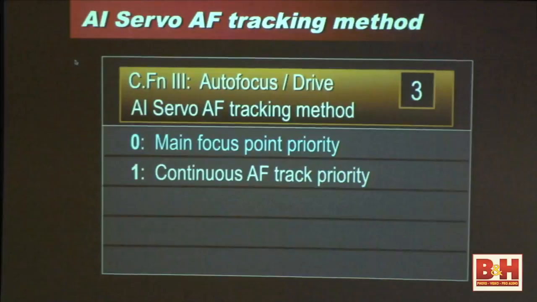Now, here's where the wording gets totally hairy. Again, the function is called AI Servo AF Tracking Method. Once again, I repeat, if you own a 7D or a 1D Mark III or Mark IV, you have this custom function on your camera. If you don't own one of those cameras, don't look for it. It's not on your camera. But just understand, if you were to step up to one of these cameras, this is part of what you're paying for. The factory default is called Main Focus Point Priority.